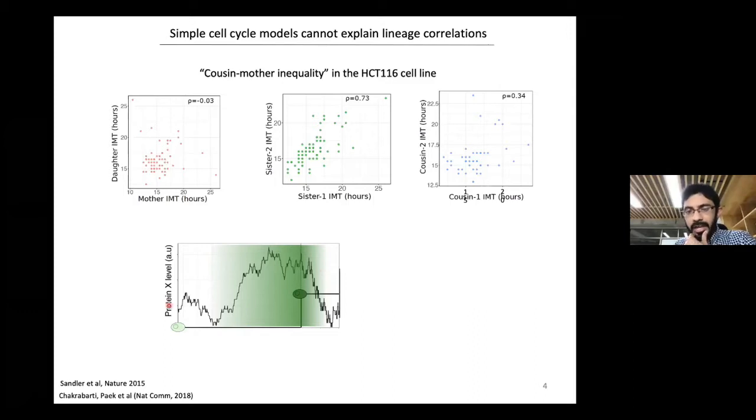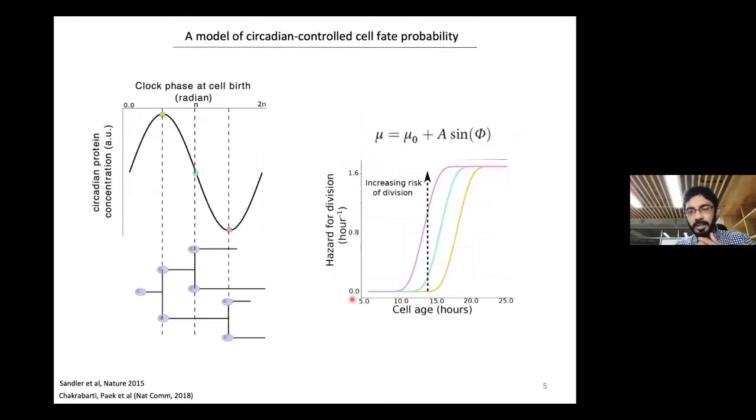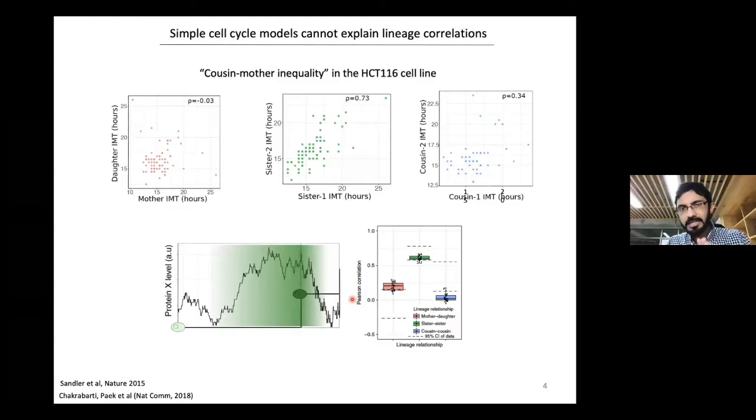Interestingly, if you develop a stochastic model with these principles, what we showed is that you can't recapitulate this cousin-mother inequality in the kind of data that we actually observe. That's shown over here. These are simulation results from our model, these box plots, and the dashed lines are 95% confidence intervals of the data. What you see here mainly is that the cousin correlations, these blue box plots, are always going to be smaller than the mother-daughter correlations, okay? So this kind of model doesn't explain the data, the cousin-mother inequality.